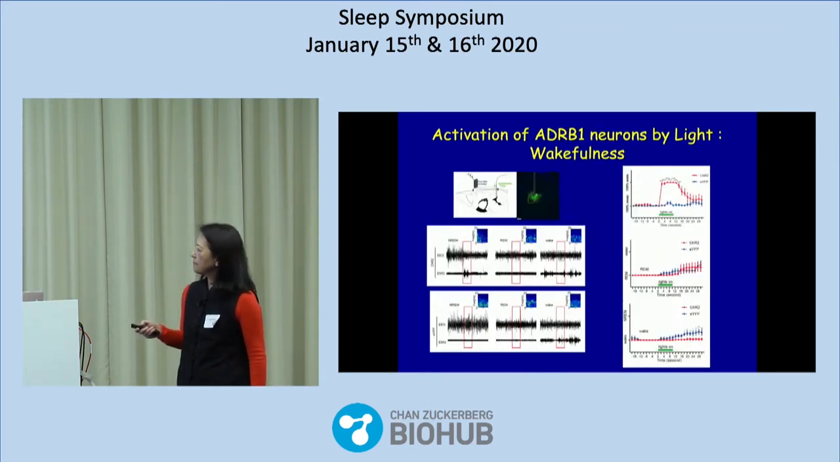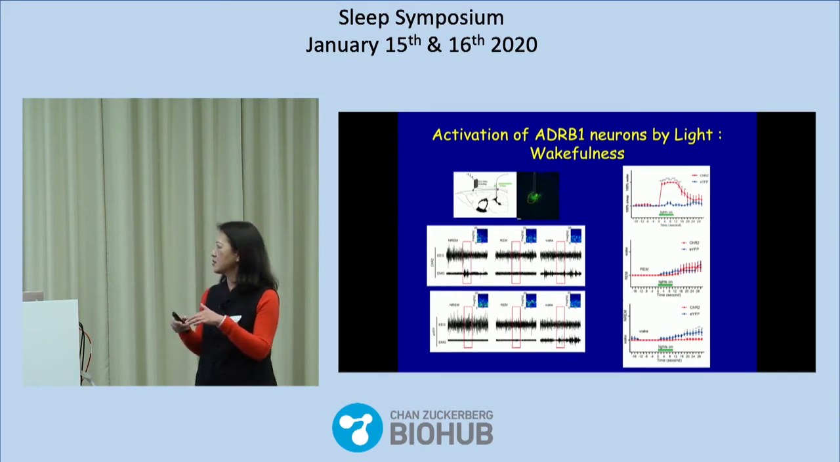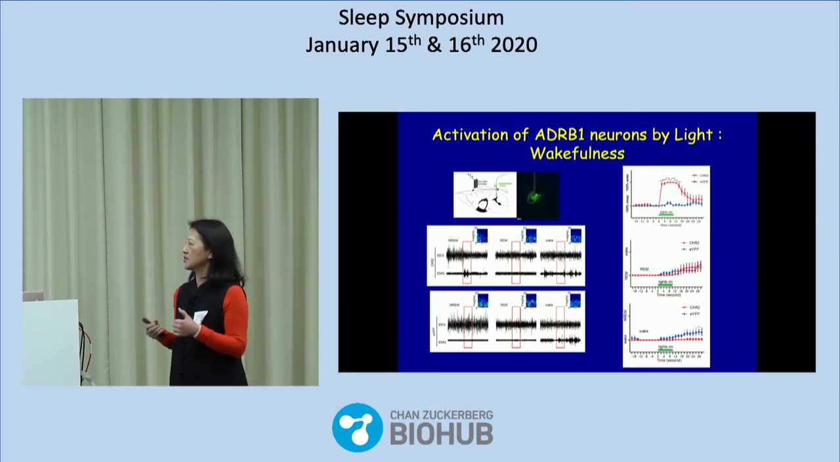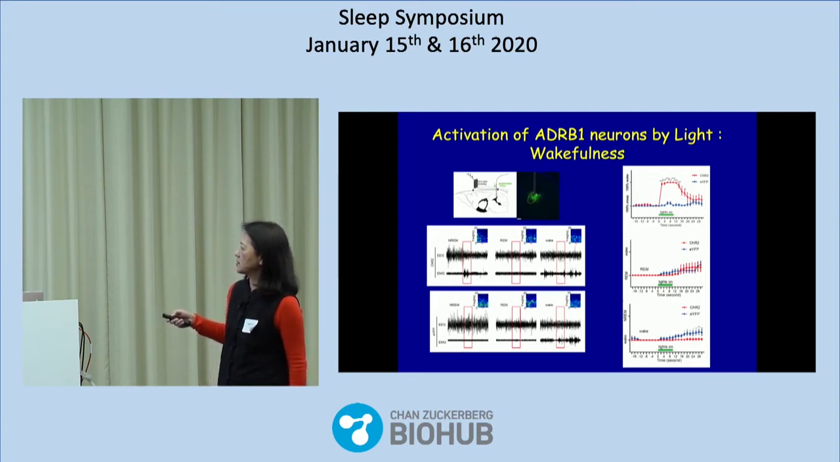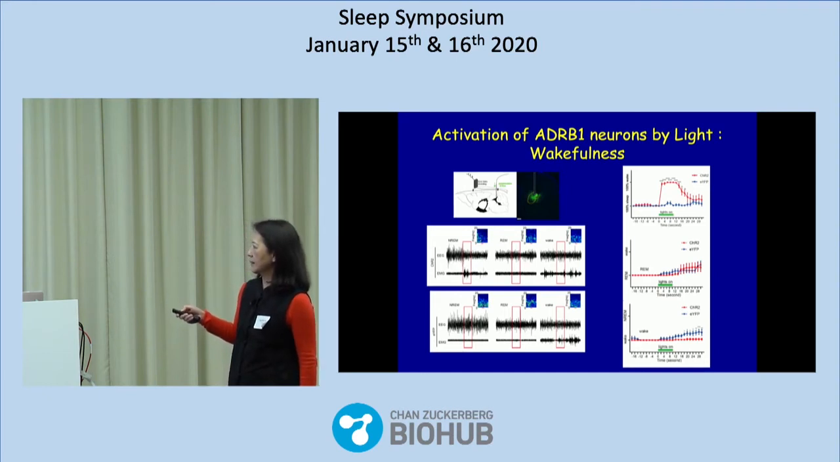The next question he wanted to answer is, if he stimulates the ADRB1 neurons in the dorsal pons region, would it change the sleep-wake state? For this, he decided to use optogenetics. Again, he put the optic fiber probe and EEG electrode onto the same mouse so he can record the sleep and the calcium activity simultaneously.